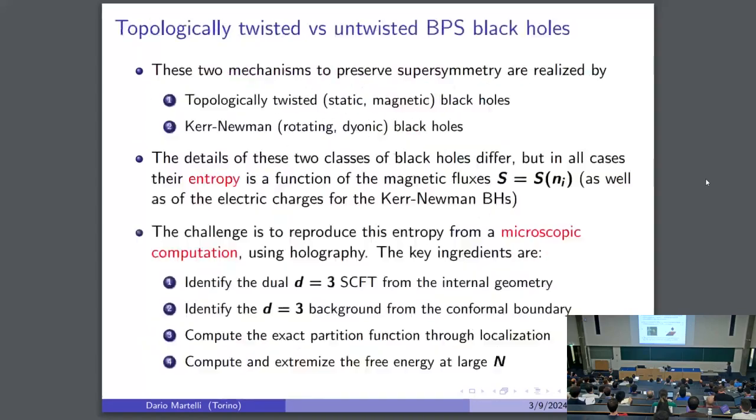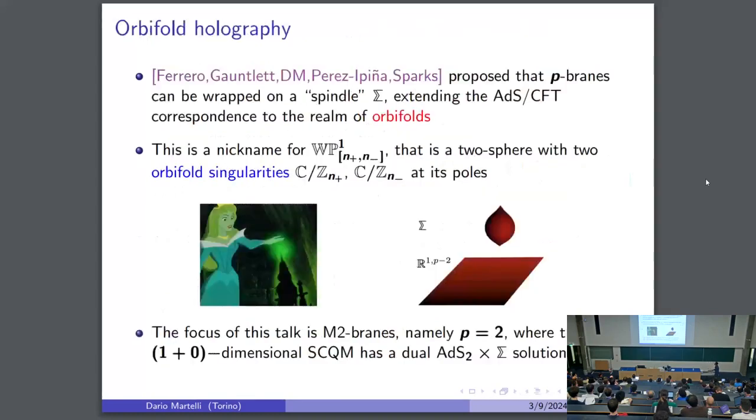So that procedure you can think of as applied in these two cases. It has been applied successfully, and there is a famous match for both cases. Now, let's move on to the main object of interest for this talk today, the main novelty. In a couple of papers about 4 years ago with these collaborators, we proposed that p-branes in general can be wrapped on a spindle, which is this object here, which appeared already in the previous talk. So the weighted projective line with two orbifold singularities at the north and south poles.